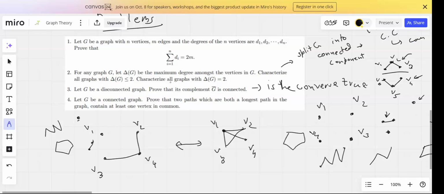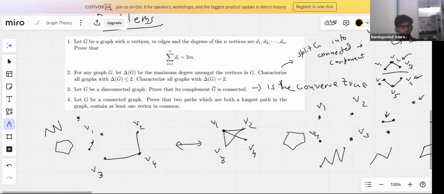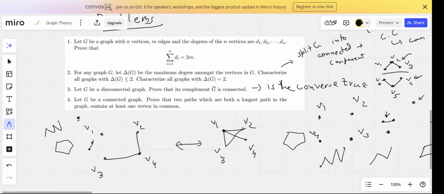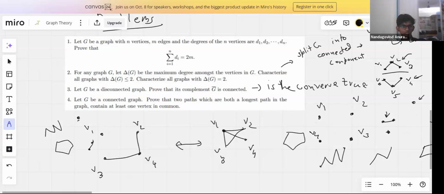In the third question, it can be proved by comparing the degrees of the graph. In the disconnected graph, the degree plus the complement's degree should be greater than or equal to something. Why should the degree of any vertex be zero? For example, this is a disconnected graph.